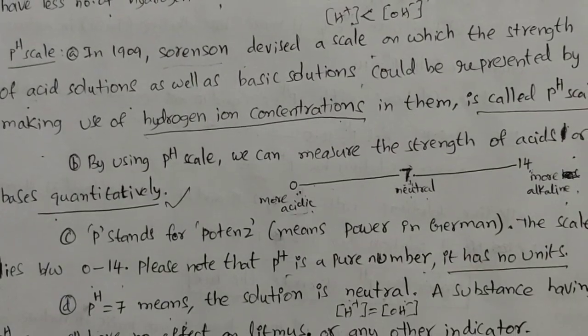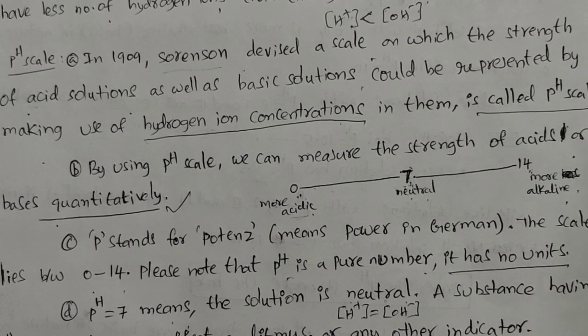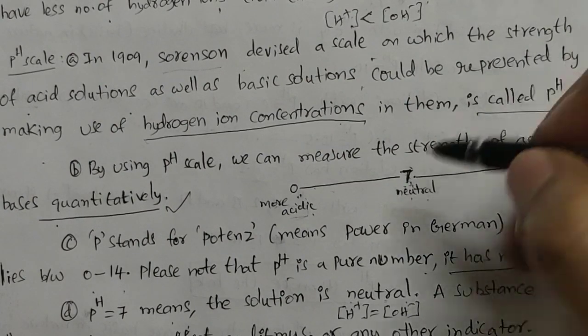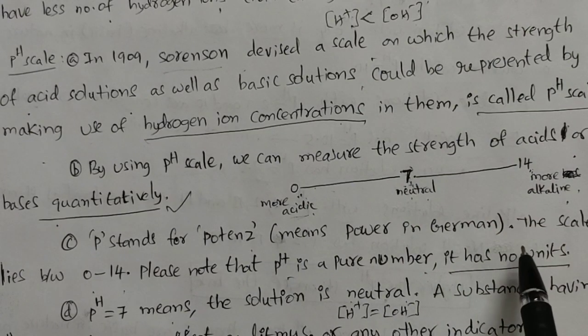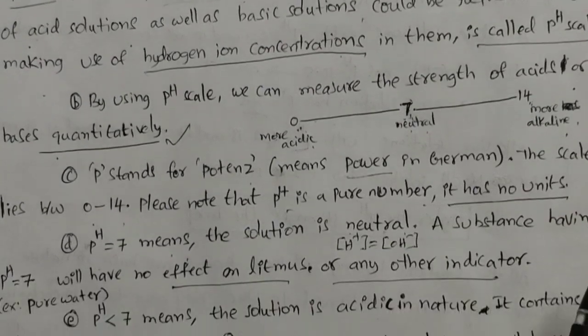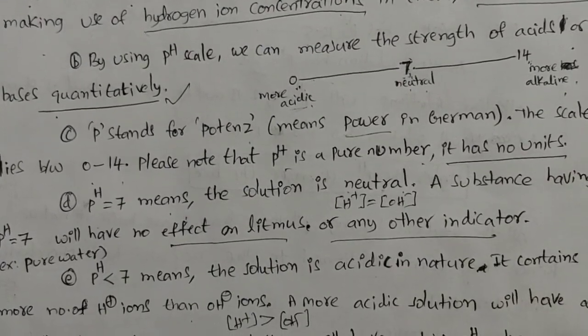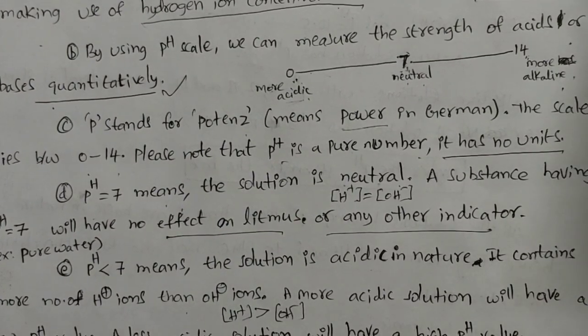So by using the pH scale, one can measure the strength of acids and bases quantitatively. The pH scale has no units and consists of numbers from 0 to 14. In pH, P stands for potenz. It means power in German. So this scale lies between 0 to 14. pH equal to 7 means neutral. It has an equal number of H plus and OH minus ions. It does not change the color of litmus paper.